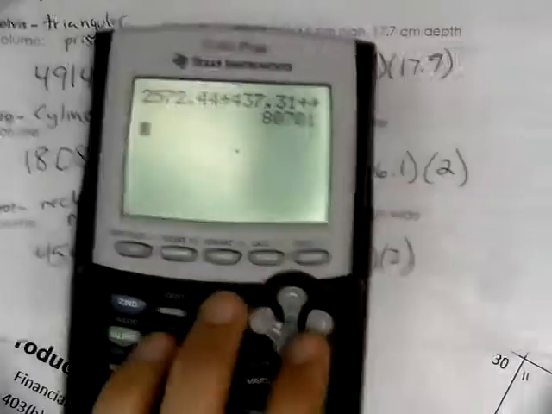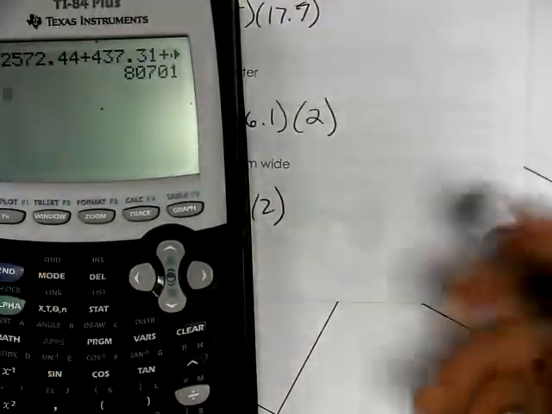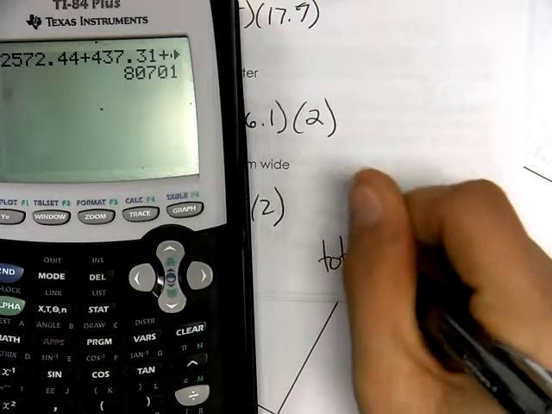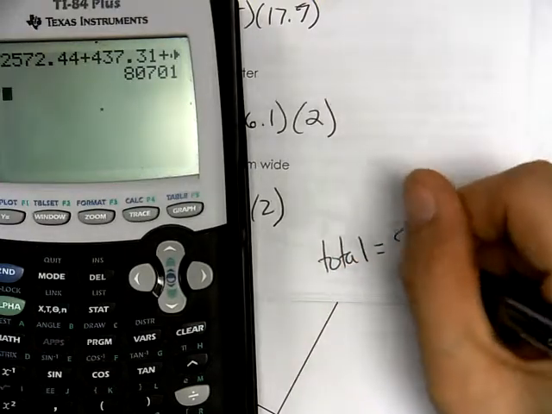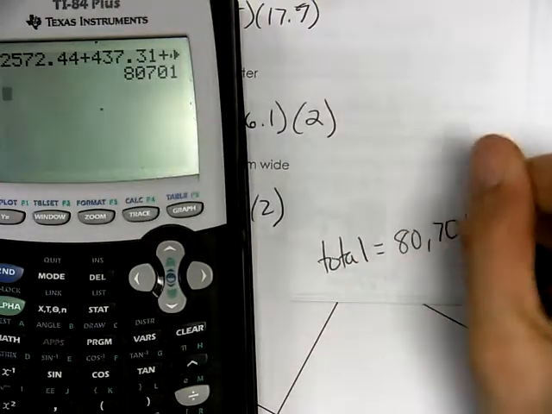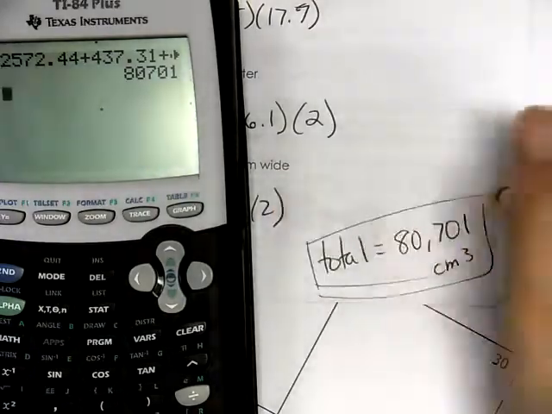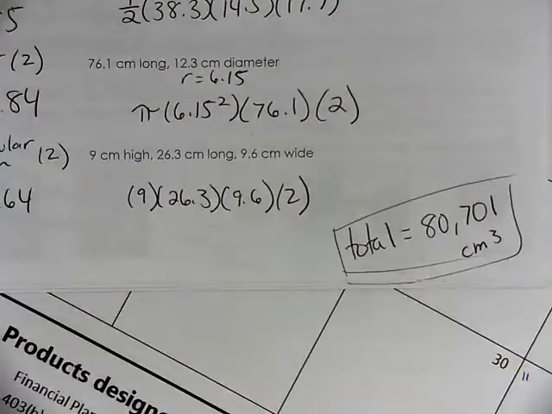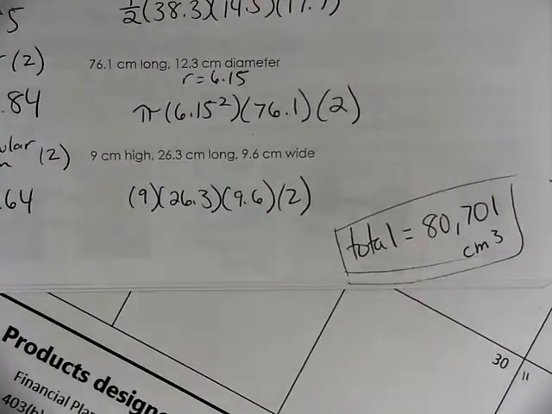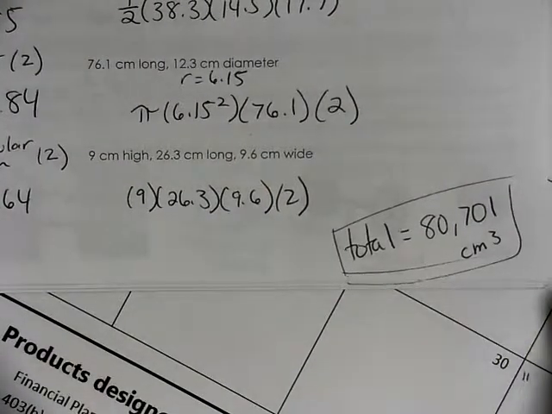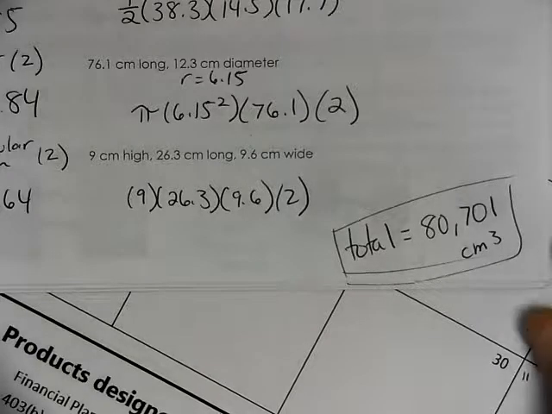Here's the total. So the total for the whole crash test dummy is 80,701 cubic centimeters. So that's how much our crash test dummy is. We're going to take that and we're going to do something with it on the next page.